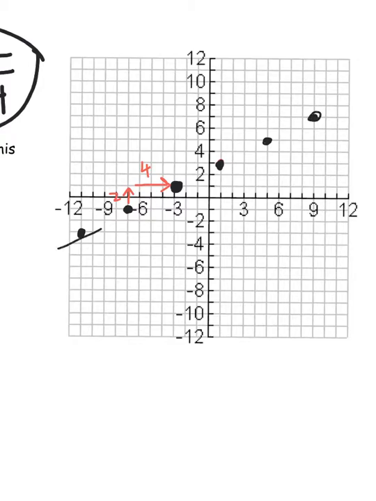And now, if I connect those, I have found a lot of points, all on the same line. I started with just this one, and I found all those other points.